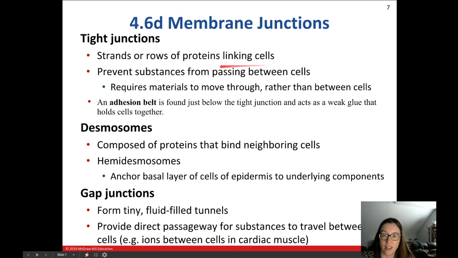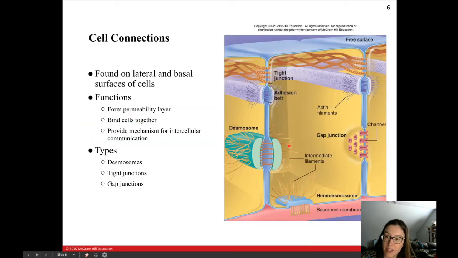Next, we have the desmosomes. Desmosomes are composed of proteins that bind neighboring cells together. And so we can see these guys right here. Each cell is going to contribute half of the desmosome. So they each have half of the desmosome, and then they bind together on the inside.